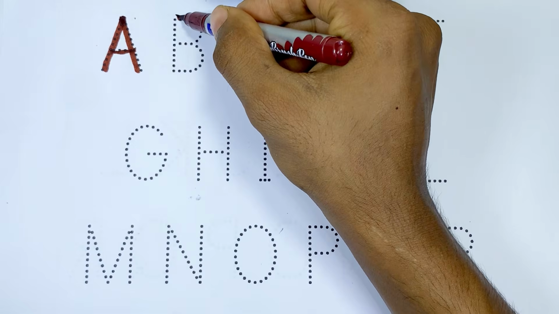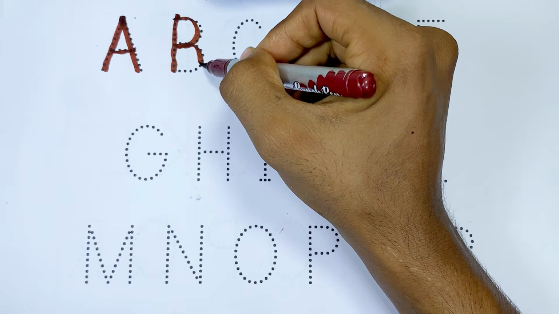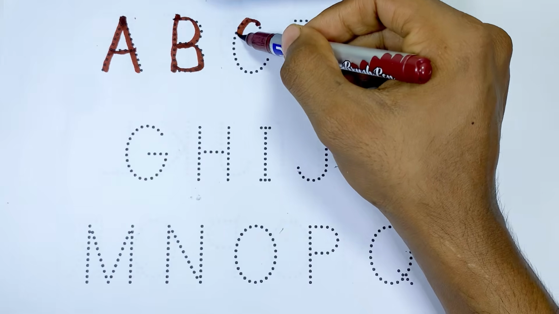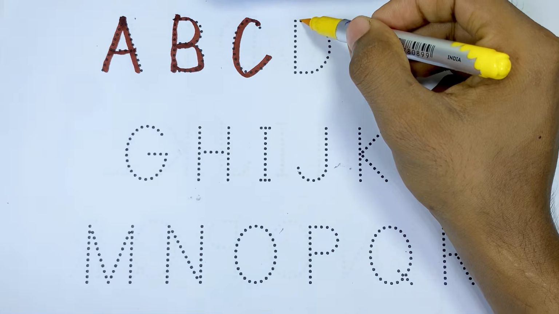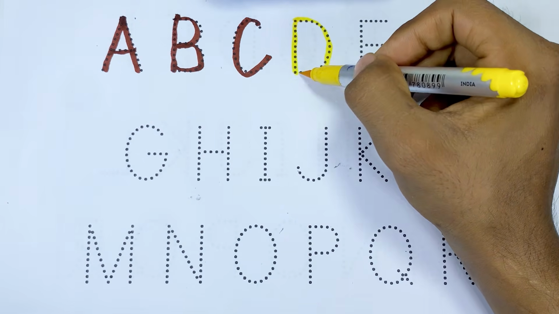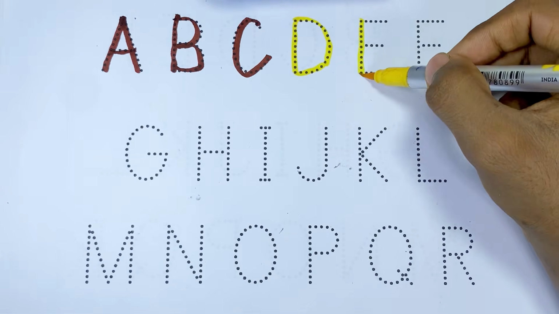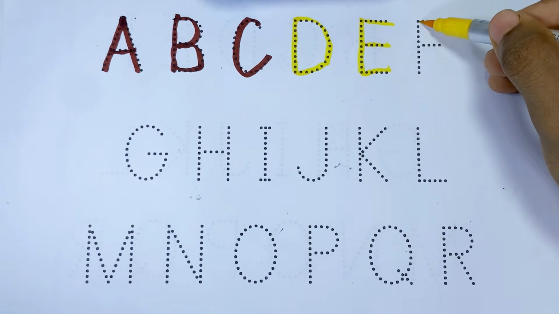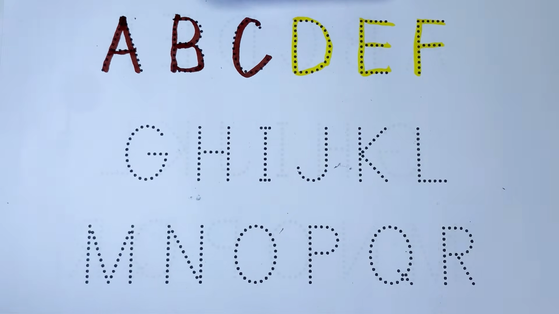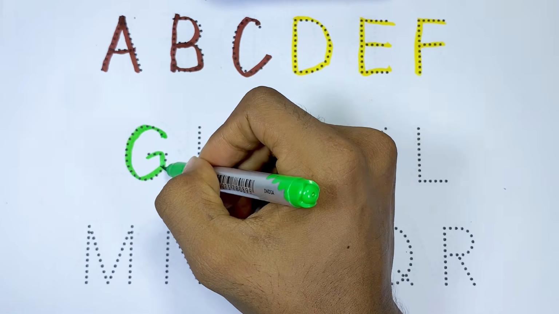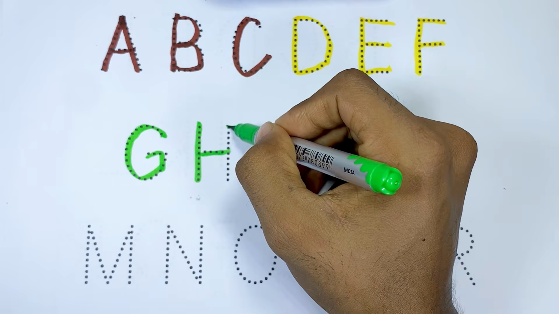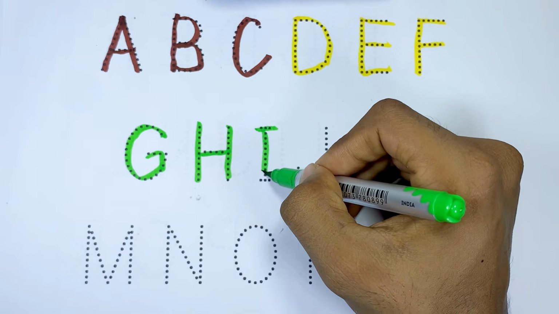A for apple. B for ball. C for cat. Kids, now you draw D. The alphabets of D. D for dog. E for elephant. F for fish. Now you draw G. G for God. H for helicopter.